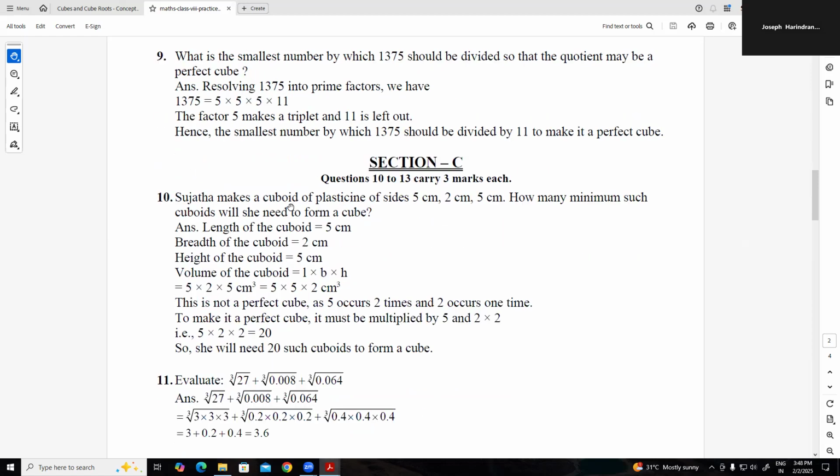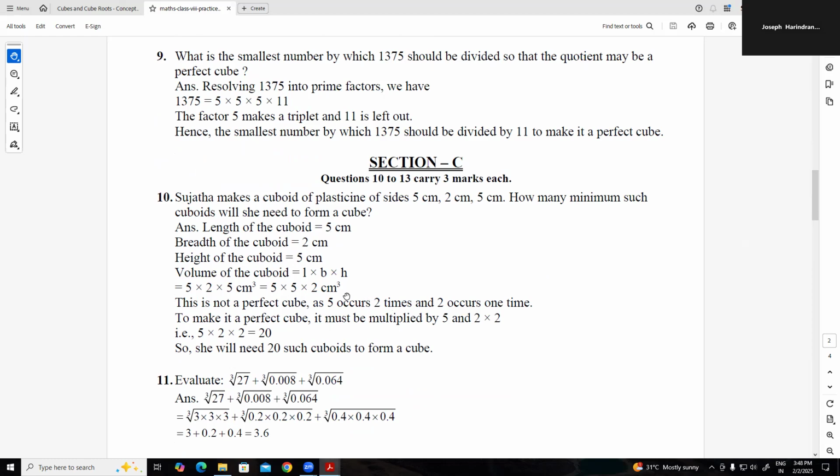Sujata makes a cuboid of plasticine of 5 into 2 into 3. A similar question has been asked in the NCERT textbook, and we have worked out such questions before. Still, we see length into breadth into height of the cuboid gives the volume, L into B into H. We are given all the 3 dimensions of the cuboid, 5 into 2 into 3. We need not multiply.